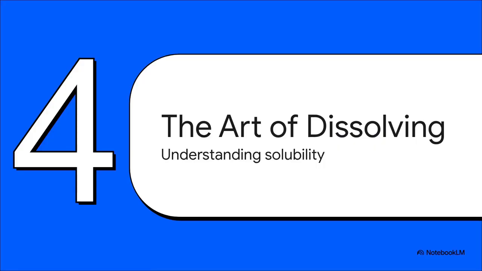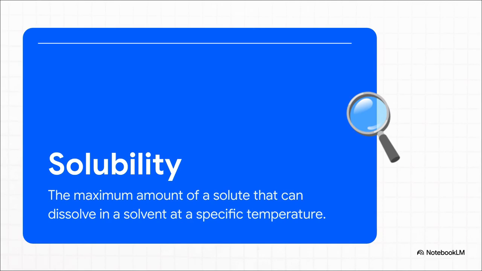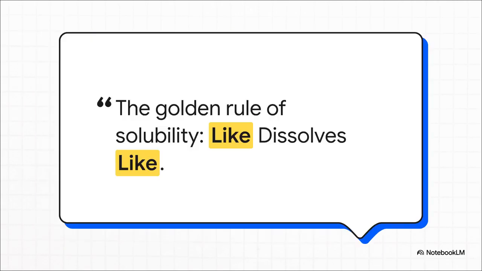So, we can measure solutions, but what actually controls the process of dissolving in the first place? Well, that brings us to our final topic, solubility. Solubility is basically the limit. It's the absolute max amount of a solute you can possibly dissolve in a solvent at a specific temperature. Kind of like a sponge that's completely full of water, it can't hold any more. Once you hit that limit, we call it a saturated solution. And the golden rule that governs all of this is beautifully simple.